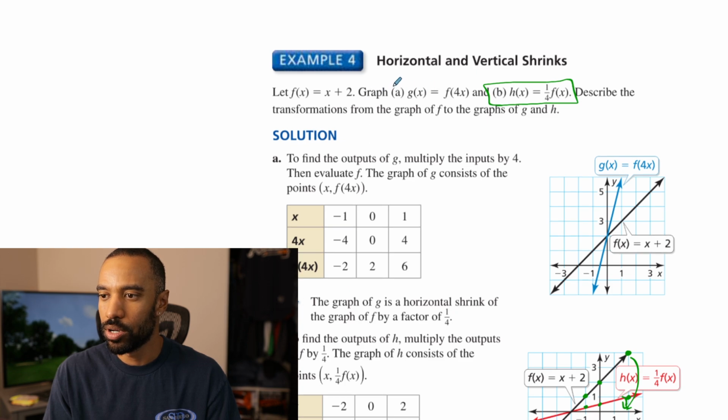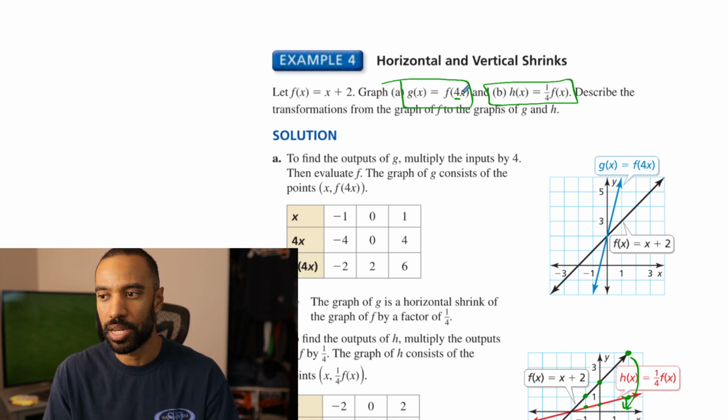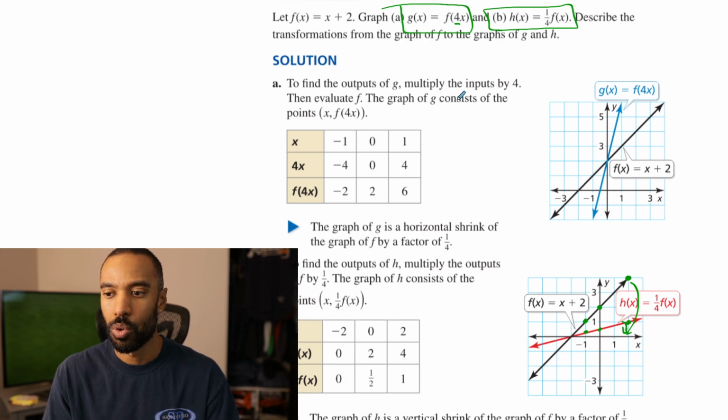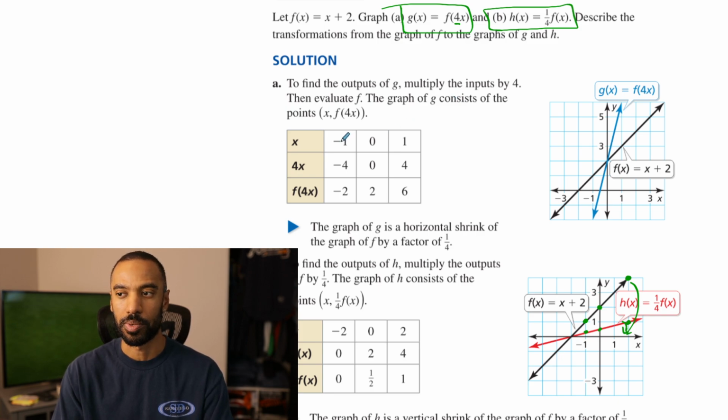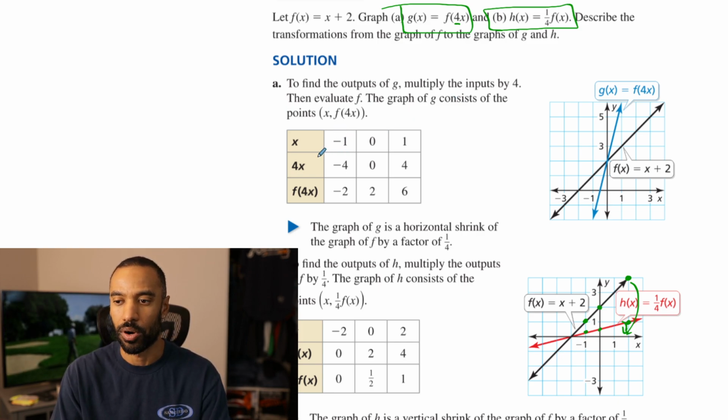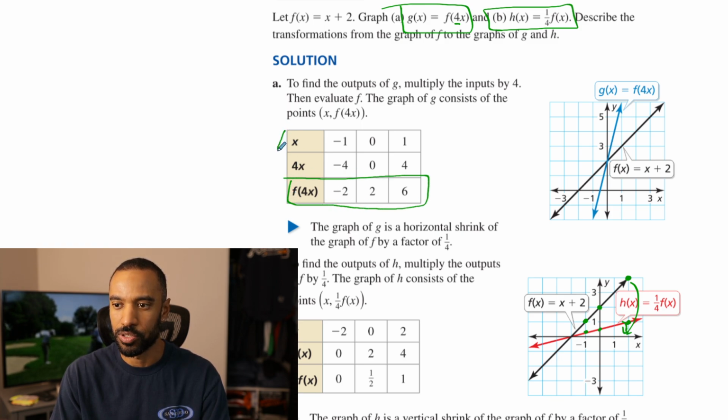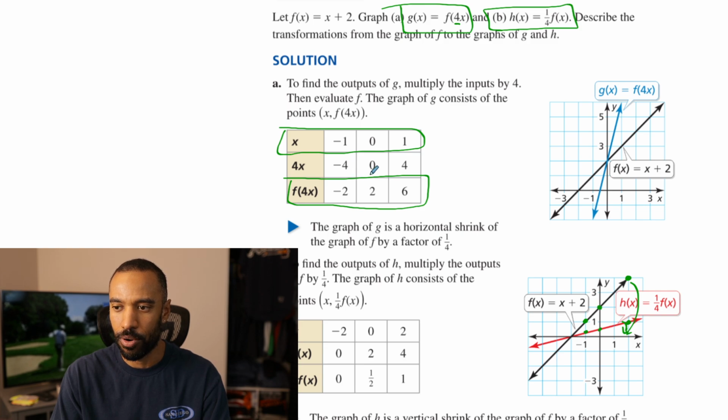Anyway, with the horizontal one, it says f of 4x. In this case here, because that's a 4 inside the function, we have to do the opposite of that to our x's. That means we're going to horizontally shrink our x's by 1/4. So what you have to do is say, what did our x's originally look like here? Let's multiply them by 4 so we can figure out what y values we're going to get as a result of those x values. So these are the ones that we're going to be graphing here at -1, -2, 0, 2, and 1, 6, compared to that of -4, -2, etc.